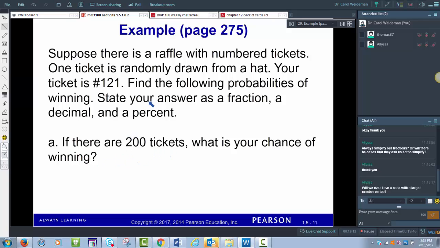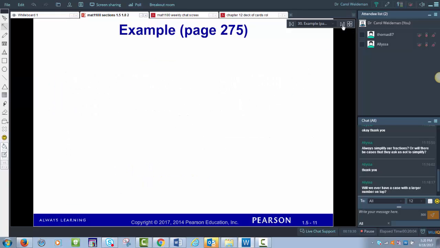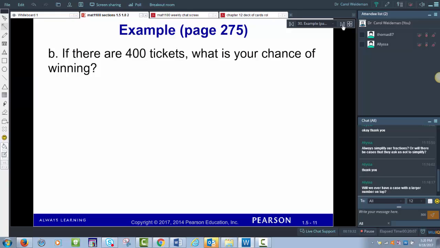They're only going to pick 1 ticket, so it's going to be 1 out of 200, which is equal to, and you can do this in your calculator, 0.005, and then to get the percent, multiply the decimal by 100. So it's a 0.5% chance of winning. Now what if I change the scenario and now there are 400 tickets? So your chance of winning is going to be 1 out of 400. Divide to get 0.0025, and then multiply that by 100 to get the percent. So it's a 1/4% chance now.